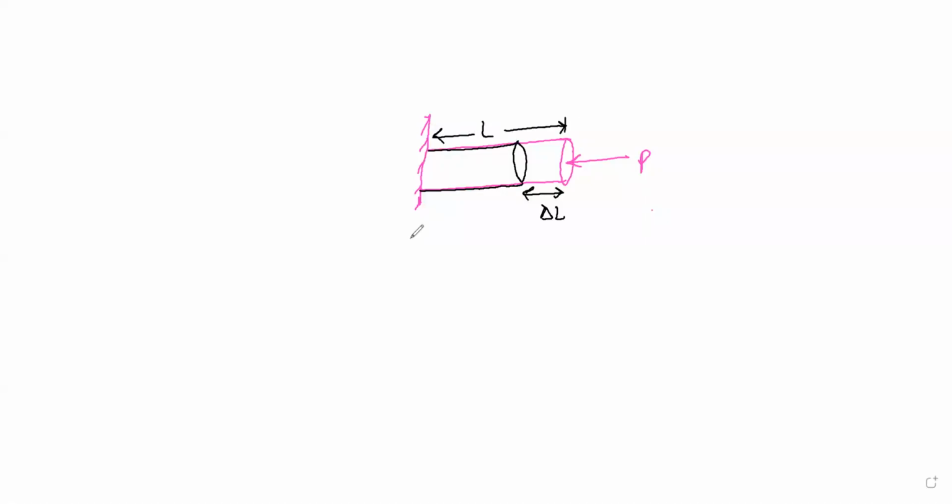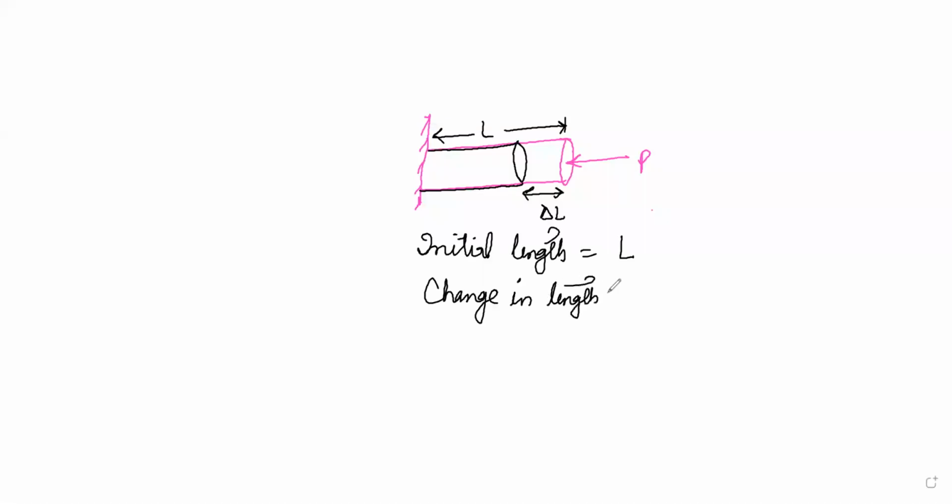Okay, so we said initial length. It's quite easy to comprehend. Initial length is equal to L. Change in length is equal to delta L. Therefore, final length will be L minus delta L. This is the final length.